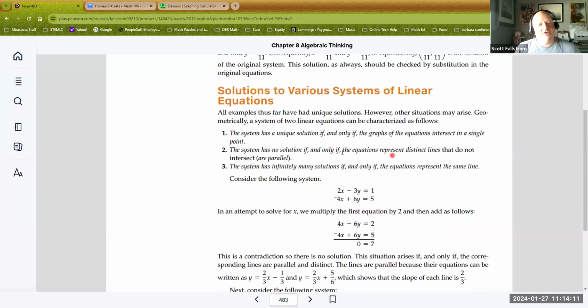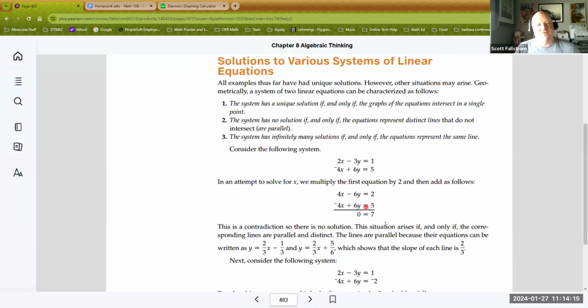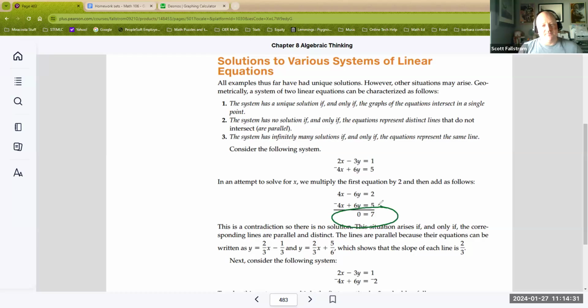There are times where you use our wonderful techniques and you get something that looks really weird. So when we did it, we got x equals 13/11. But it's possible that you can end up actually eliminating everything, so x's and y's get eliminated. And that can happen. And down here, we actually saw this happen. Here we end up with 0 equals 7, which I hope in your mind you are screaming, false.